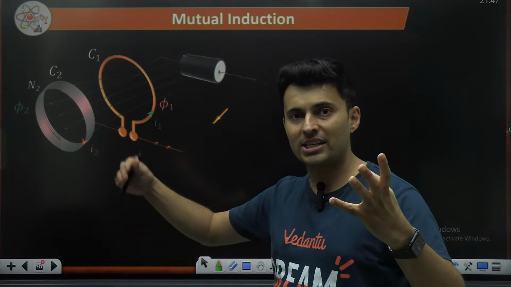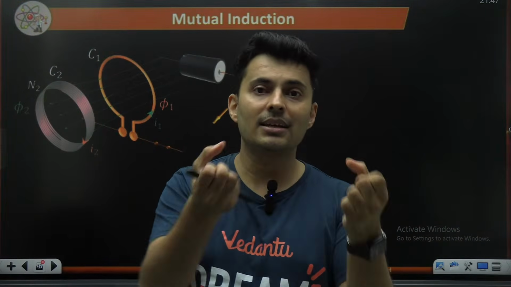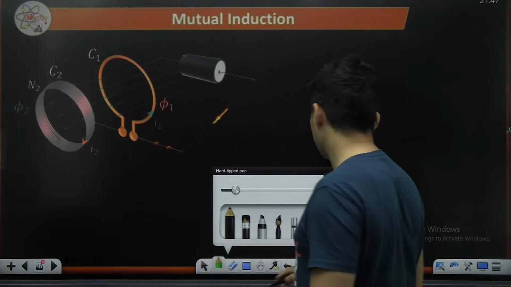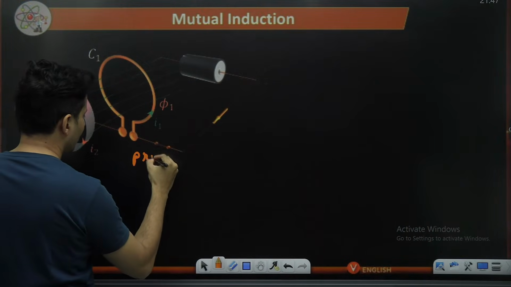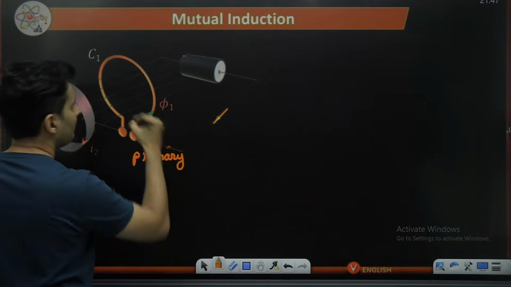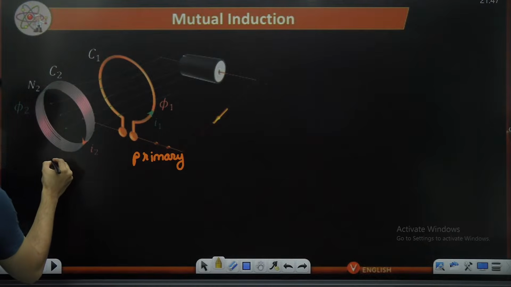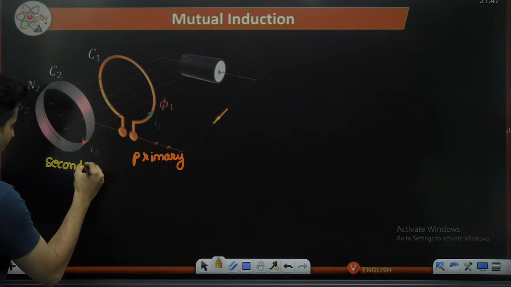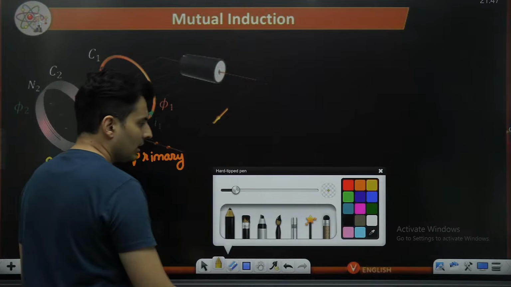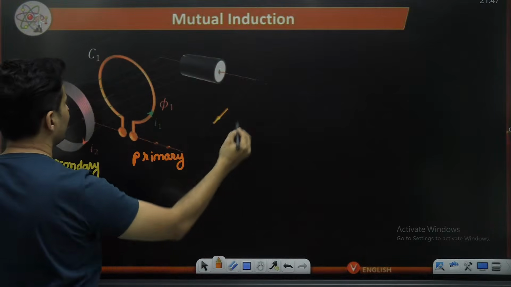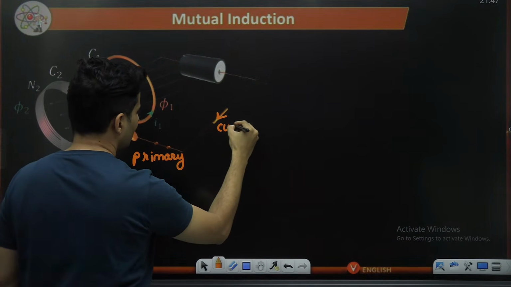Primary is where the fluctuation in the current happens. Secondary is where the effect of the primary is being felt. So there are two coils. So I will call this as my primary coil, which is connected to a battery, and this one over here is my secondary coil, which is going to feel the effect of the primary. Now in the primary coil, as you can see, there is a battery and everything, and maybe some kind of current is being passed.